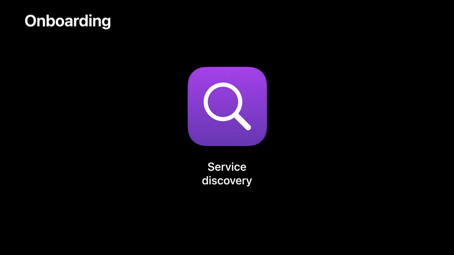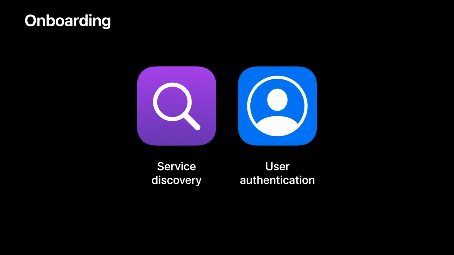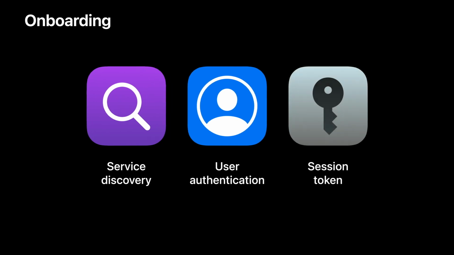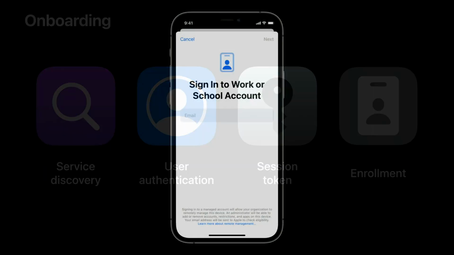There are 4 components to the new user enrollment onboarding flow: service discovery, where the device identifies the organization's MDM server; user authentication, which is how the MDM server validates the user; issuing the session token, which is how ongoing authentication is performed; and enrollment, which is the installation of the MDM payload to the device. Let's take a closer look at each of these.